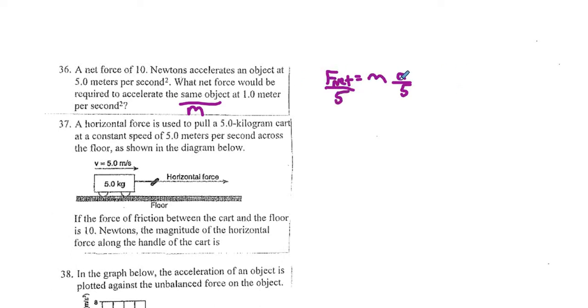Notice that F net and a have a direct relationship. So if my original force was 10 newtons, then 1/5 of that is 2 newtons. So the answer is 2 newtons.